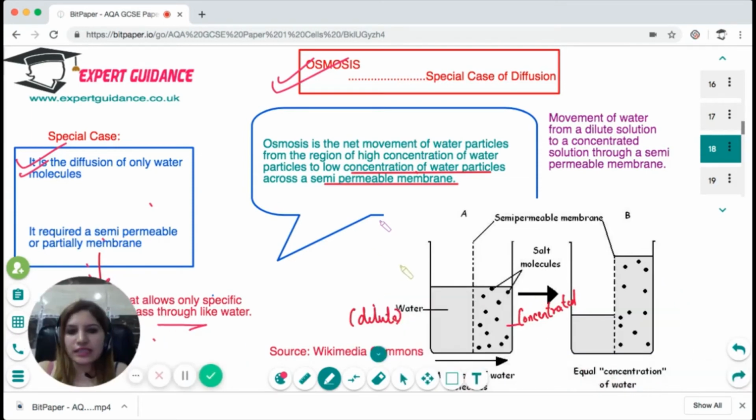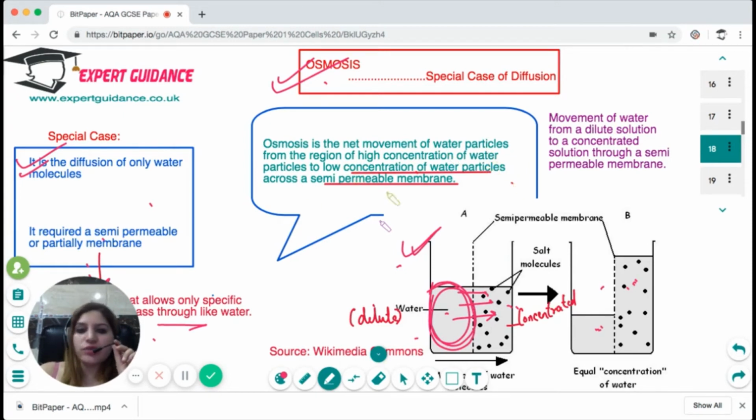Now, if you see this diagram here, the water is more on the left because there's no solute. On the right, there are salt molecules, so it has less water. So water from the dilute solution, dilute meaning it has more water, passes through the semi-permeable membrane to the concentrated solution until the water concentration is equal on both sides, and this is known as osmosis. So osmosis is the net movement of water particles from a region of high concentration of water particles to a region of low concentration of water particles across a semi-permeable membrane, or you can say it's the movement of water from a dilute solution to a concentrated solution through a semi-permeable membrane.